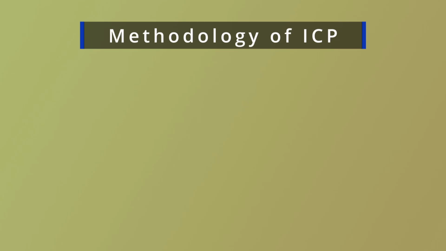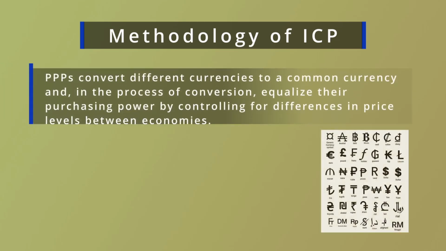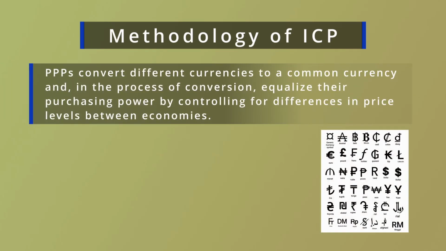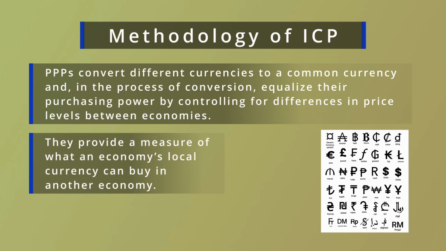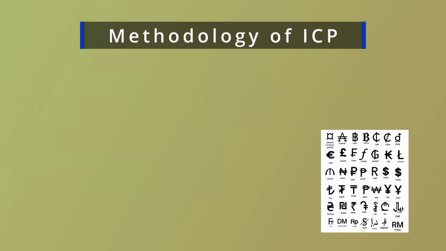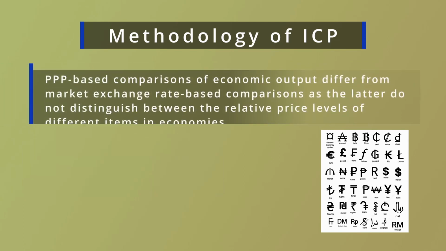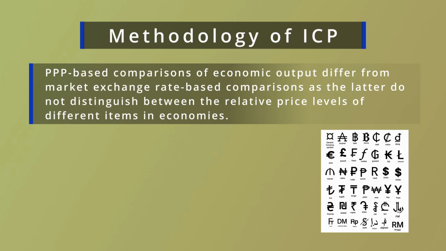Now we come to the methodology of the ICP. The basic unit of the estimation of the GDP is the purchasing power parity. The purchasing power parity is actually the purchasing power of different currencies. The purchasing power of a particular good for the Indian rupee, as well as the purchasing power of the same amount of goods for the American dollar, makes the purchasing power parity mechanism.